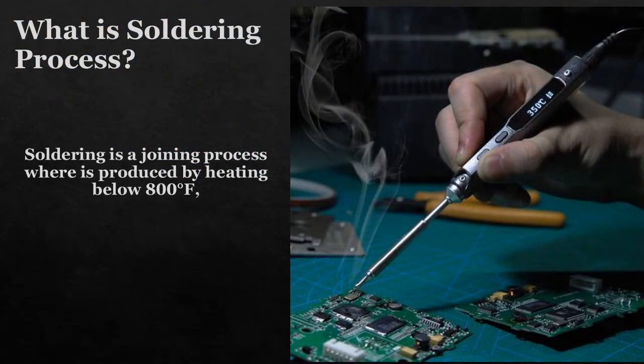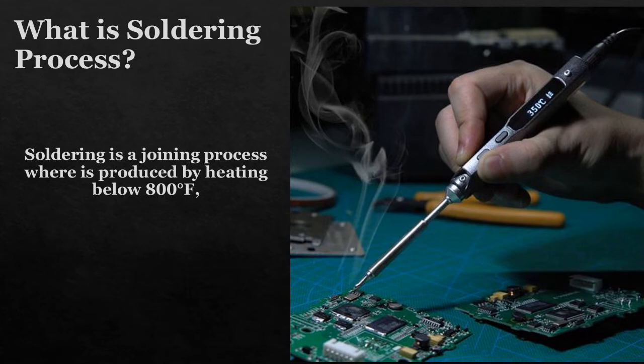What is actually a soldering process? A soldering process is a joining process produced by heating below 800 Fahrenheit. This process uses a non-ferrous filler material with a melting point below that of the base metal. The metals to be joined dictate the flux, solder, and heating methods to be used. Base materials are selected by specific properties such as electrical conductivity, weight, and corrosion resistance.